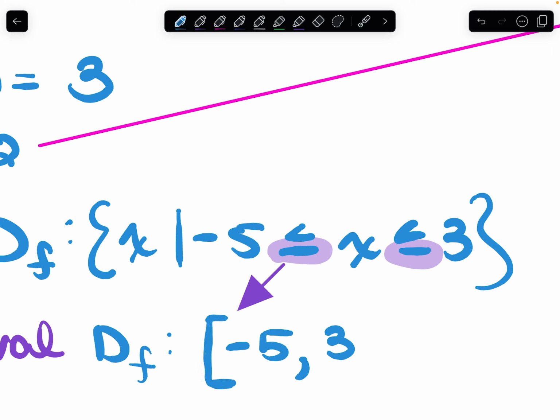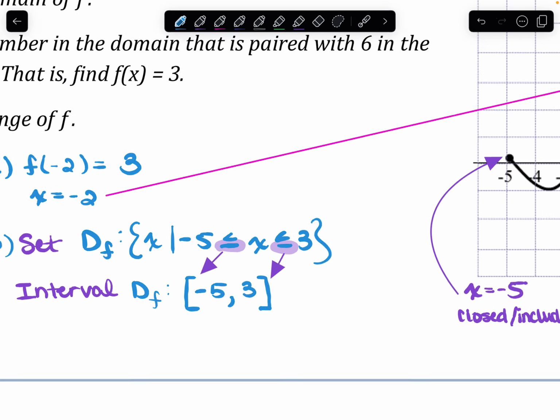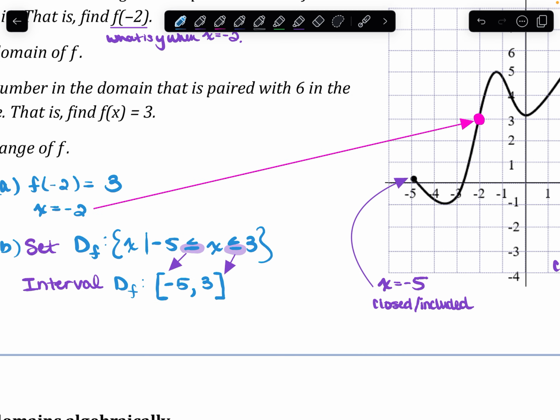A bracket means the number is included. When I look at the inequality symbol associated with the 3, that symbol is also included because it does have the bar on there as well, which means I am also going to use a bracket here. So this tells us I can be anywhere from -5 up to 3, including both of them and everything in between. And again, if they are open circles, those brackets will be swapped out with parentheses, because parentheses imply something is excluded.